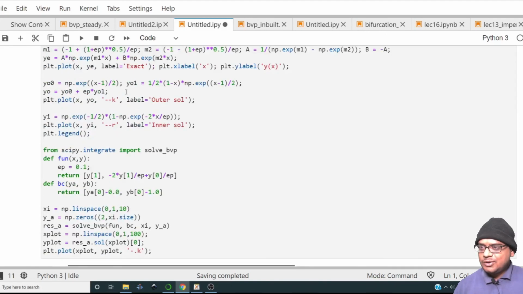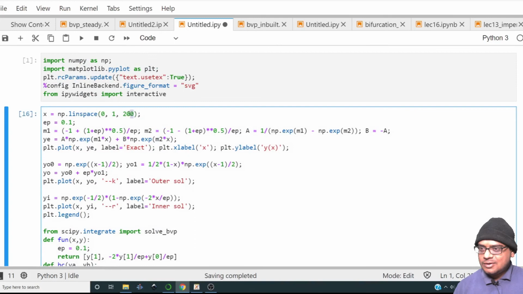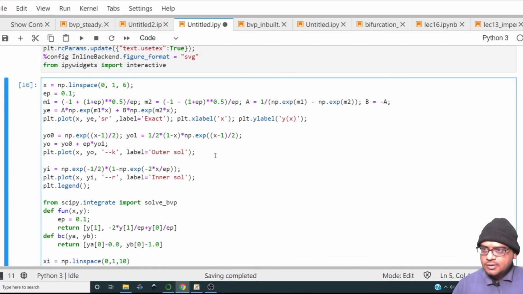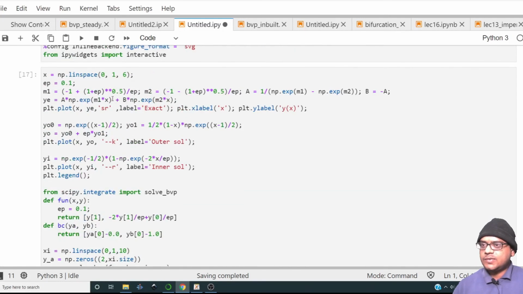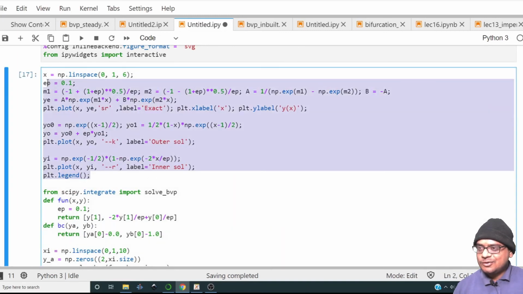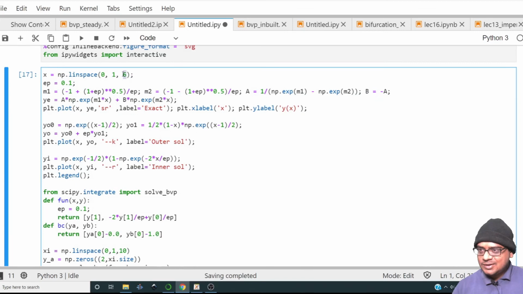So in fact, let me put the analytical solution with less number of points. Let me just take 6 points and let me mark them with some kind of marker, red marker, square red marker. Let me rerun this. Oh, okay, so it's affecting the other codes as well because I'm deriving all the solutions with the help of this x. So let me make this as 1000.